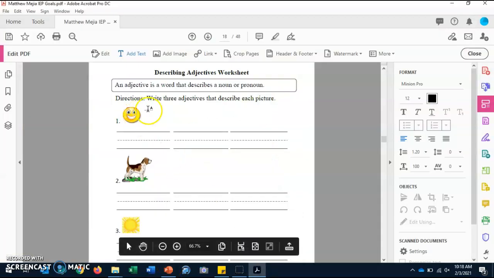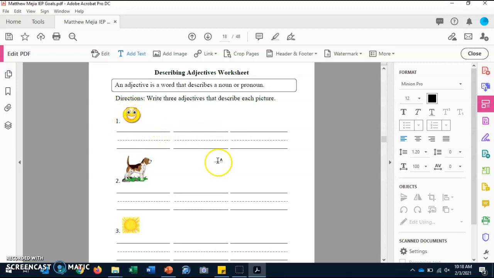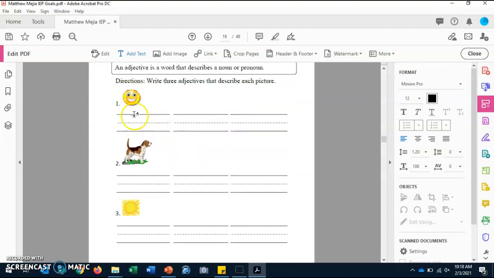So that is what we're going to be doing for these 3 pictures. I will do one with you for number 1, and you will do the rest on your own. So our picture for number 1, this is a smiley face. And let's look at the picture first, and let's talk about what we see.